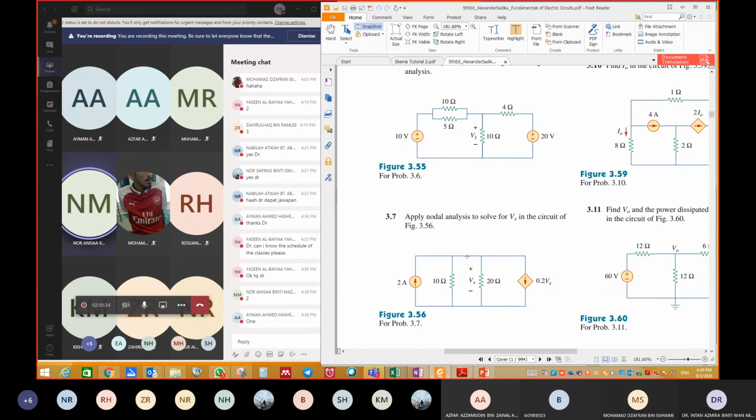Okay, all the branches here share one node, okay? This can be joined together. Why? Because there is no resistor at the middle. No resistor here, no resistor here. And then you can connect all these branches together. Okay?